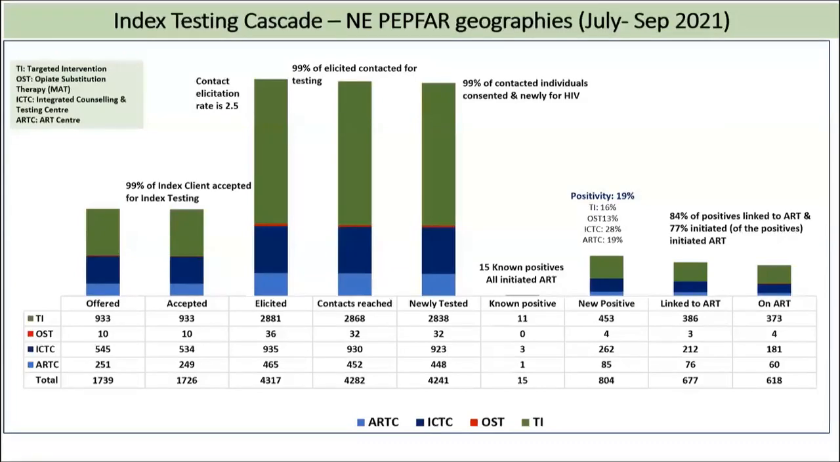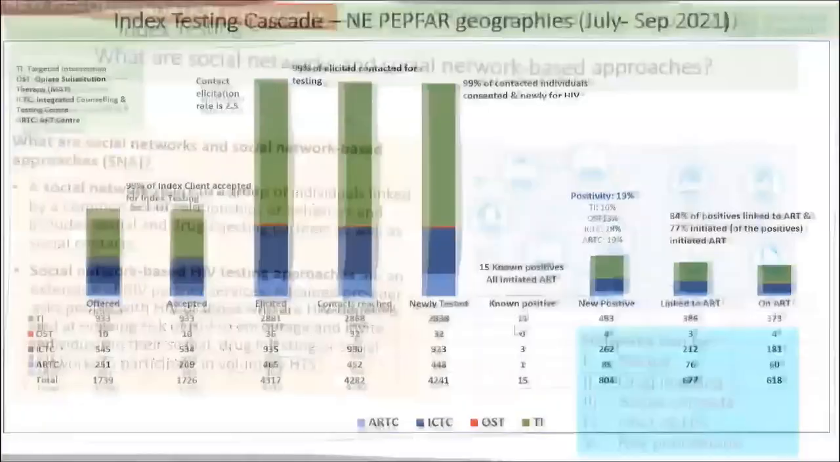It can be TI, OST, ICTC, or ART center, provided the person is trained in offering index testing and different skills on how we can improve contact elicitation, and appropriate linkages need to be ensured wherever the contact elicitation is done, wherever the HIV testing was done.